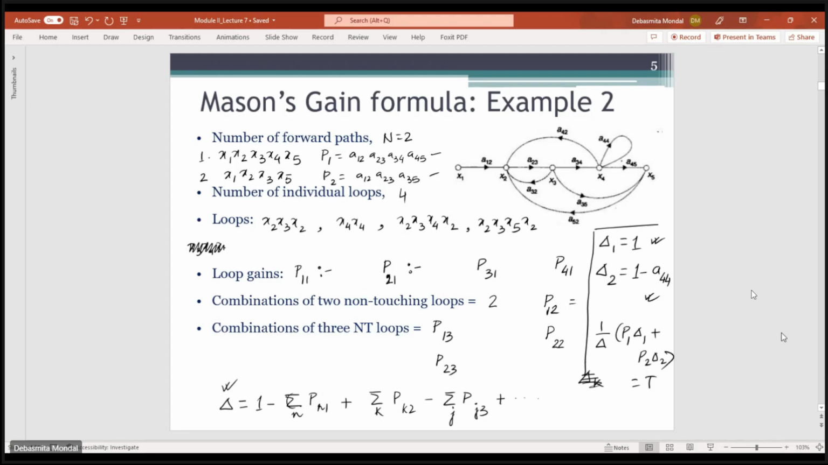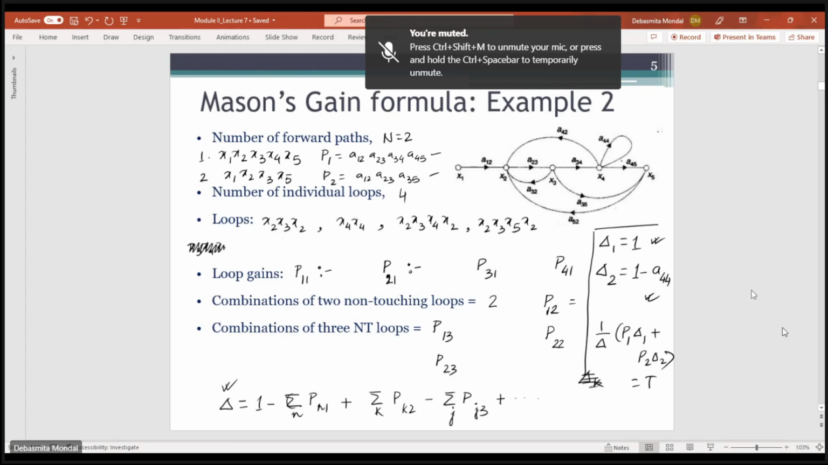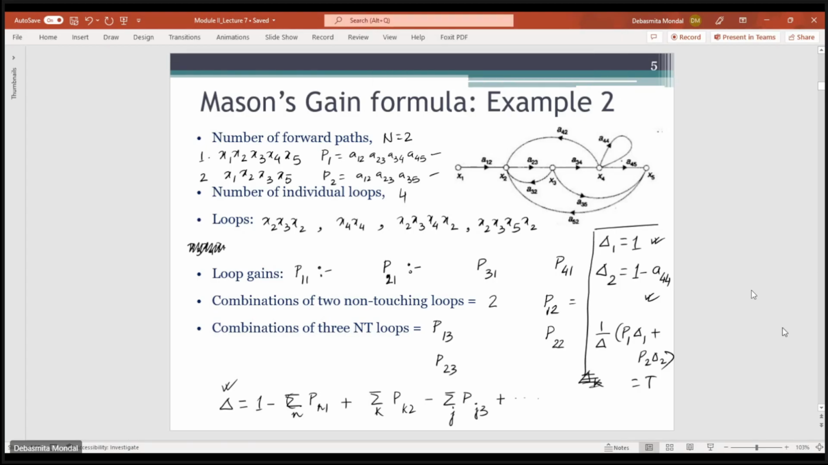Is the Mason's gain formula clear to you? Yes. Yes.